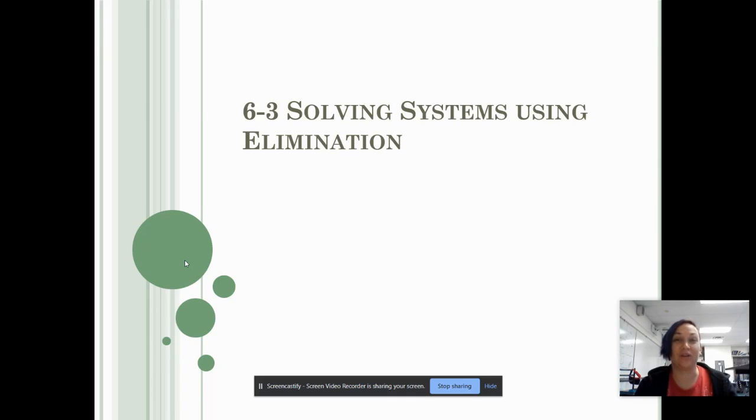So far, we've learned how to solve by graphing, where we graph the two lines to see where they intersect. And then we also learned how to solve using substitution, where we take one equation and we plug it into the second one. Today, we're going to learn the process called elimination, where we will be trying to eliminate a variable from our system.